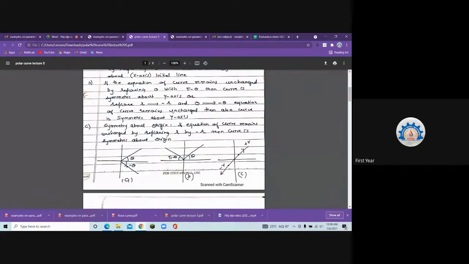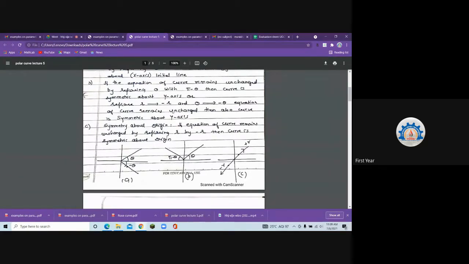There are two ways to find the symmetry about y-axis. What are the two ways? Replace theta by pi minus theta. If the equation remains the same, the curve is symmetric about y-axis. Replace r by minus r and theta by minus theta. If the equation remains the same with both replacements, then also the curve is symmetric about y-axis.